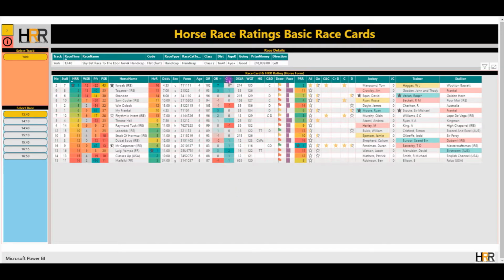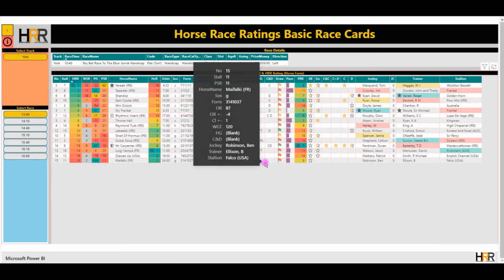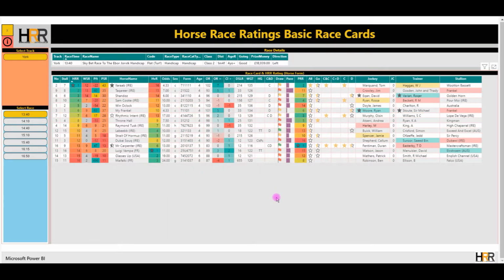Then there's DSLR, again pretty standard. This is days since last race. So Ilarab's been off the course for 214 days. And then we have weight. This is the weight in pounds that the horse is carrying. So Ilarab is second here in terms of the weights. It's carrying 135 pounds. Top weighted here is Win O'Clock, because obviously he's card number 1. He's carrying 136. Then we have any headgear.